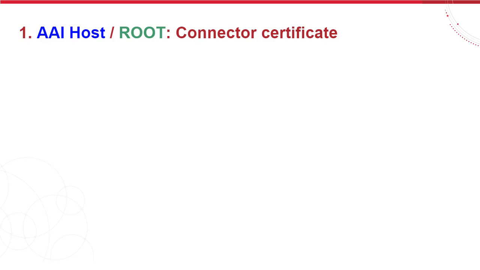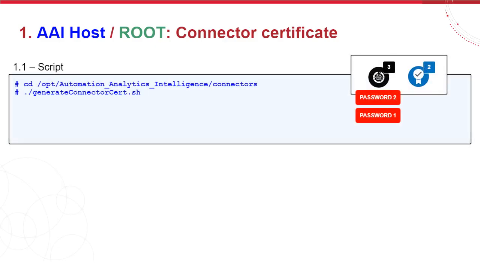On the AAI host, as root, we have to run through this procedure each time we want to generate a certificate for a new connector. If you have 20 active scheduler connections that need TLS-SSL, you'll need to do this 20 times. We generate the certificate, which we will import on the connector host. This certificate requires a key store. We execute the generate connector cert.sh script under the connectors directory.